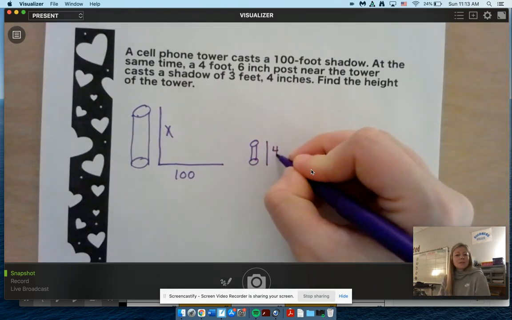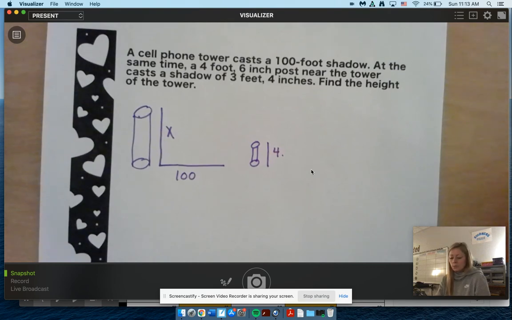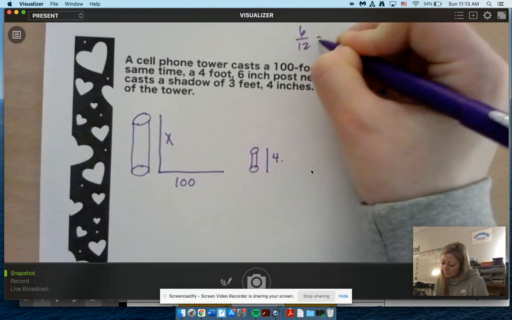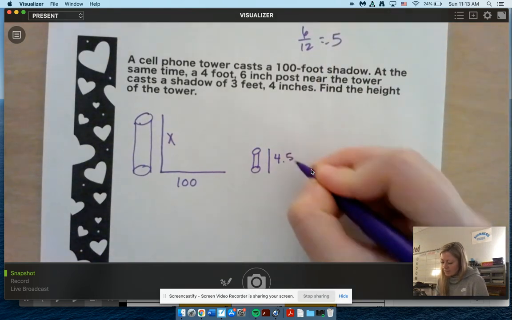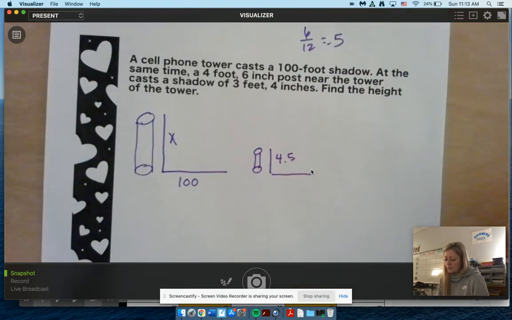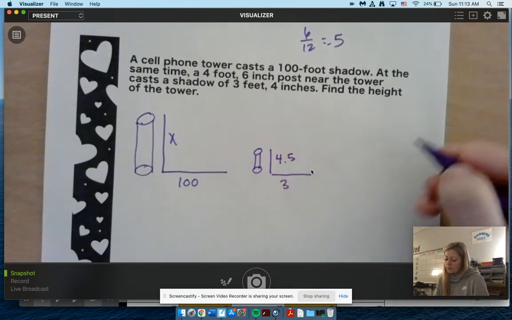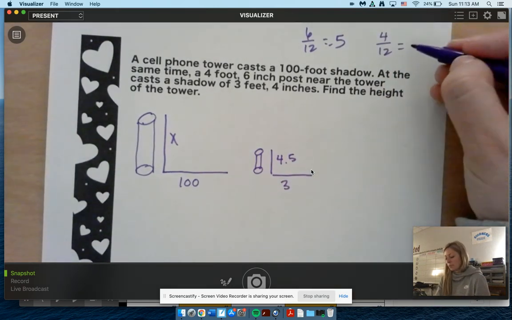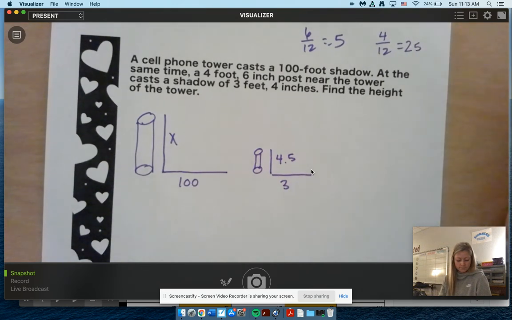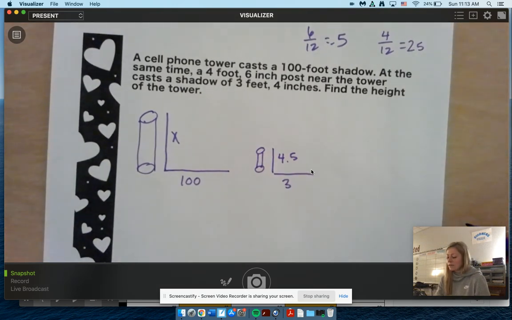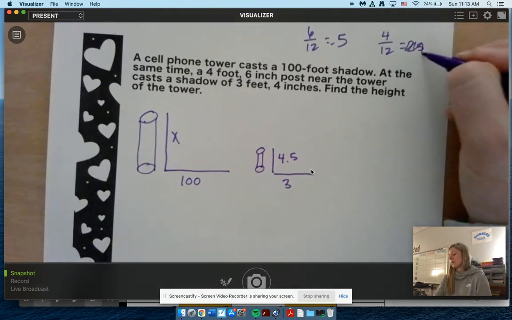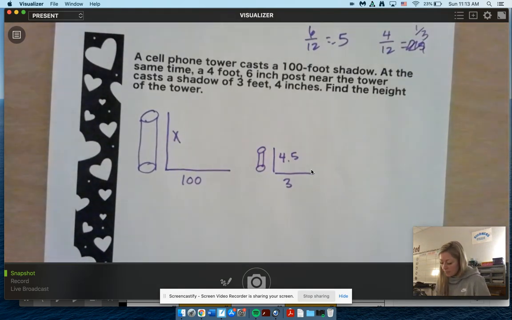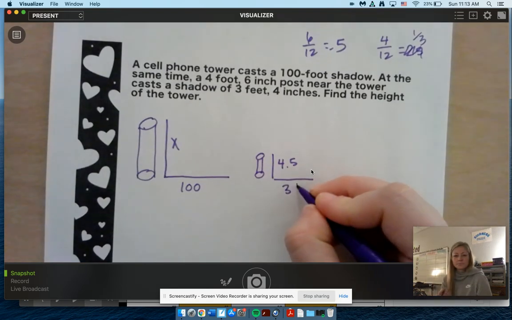Let's do decimals. 6 inches out of 12. 6 out of 12 would be 0.5, right? So I have 4.5 feet, and it's casting a shadow of 3 feet 4 inches. 4 out of 12 inches would be what, you guys? 0.25. So 3.25. I lied. A third. It's a third. 4 goes in 12 3 times. Sorry. Mental math on a Sunday is hard for me.